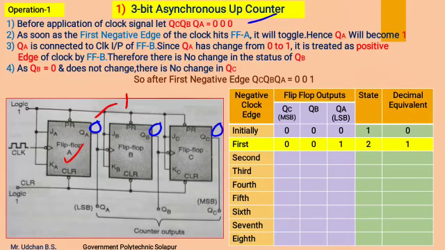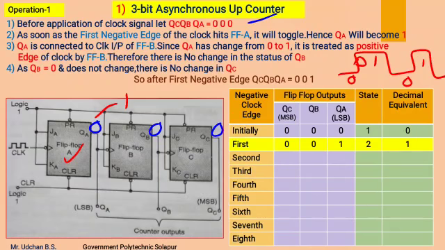Now, QA is connected as a clock input to flip-flop B, and QA is changing from 0 to 1, meaning the clock pulse will be like this. This is the logic 0, this is the logic 1 level, this is the logic 0, and this is the logic 1 level. Now in this case, QA is changing from 0 to 1, meaning flip-flop B receives the positive edge of the clock pulse.